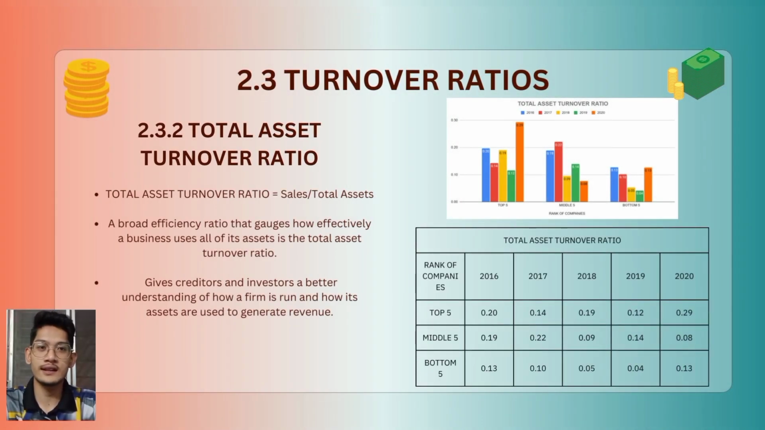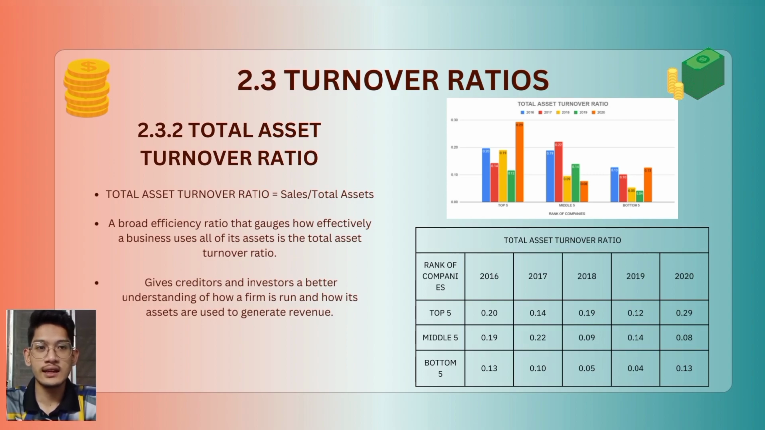Okay, the next one is the total asset turnover ratio. The broad efficiency ratio that gauges how effectively a business uses all of its assets is the total asset turnover ratio. This gives creditors and investors a better understanding of how a firm is run and how its assets are used to generate revenue. The formula for total asset turnover ratio is sales over total assets.